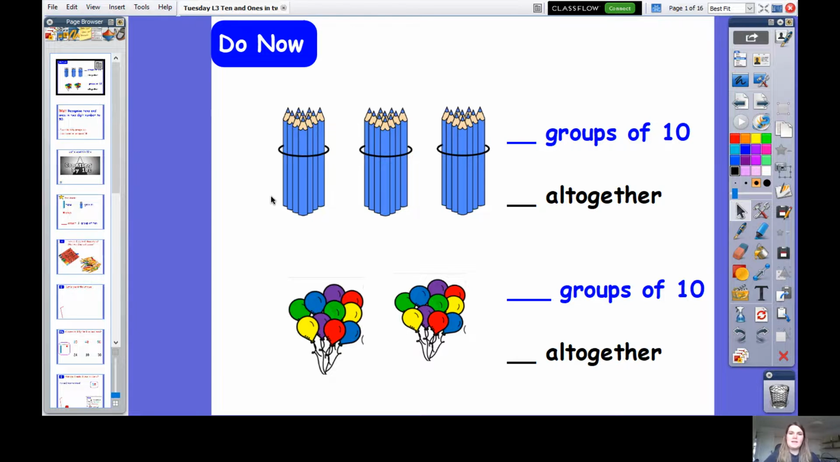What I'd like you to tell me is how many groups of tens there are for those pencils and how many there are all together. How many groups of tens for the balloons and how many all together. I'm going to give you 45 seconds. Put me on pause.